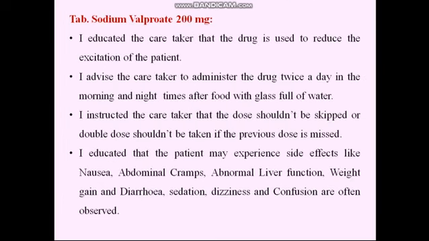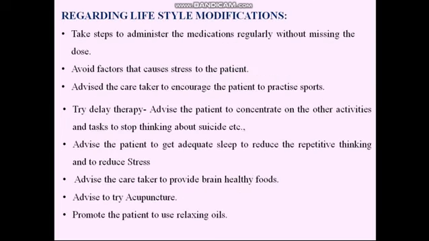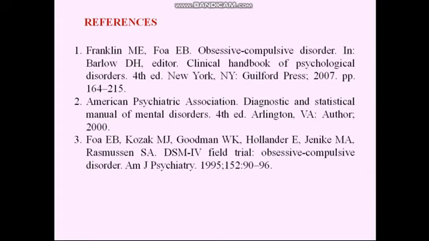And coming to the other major step, regarding lifestyle modifications. Here you can mention different types of lifestyle modifications needed for that patient, like avoiding some factors or advising some different factors. Here you can observe: advise to try acupuncture, promote the patient to use relaxing oils, and advise the patient to take adequate sleep. These types of suggestions, the changes in lifestyle, you can include in regarding lifestyle modifications. And coming to the final step, the references.